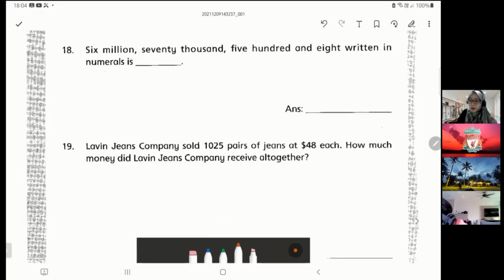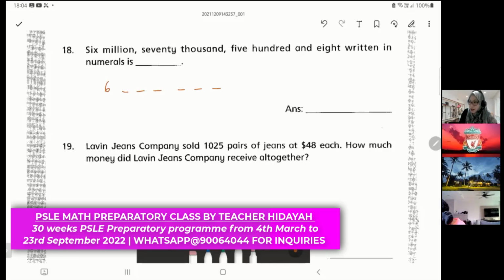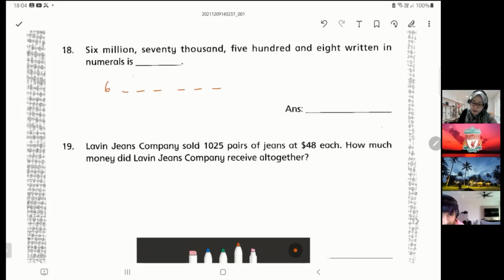6,070,508 written in numerals, in numbers. Okay, so 6 million, you know that I will have to have my 6, then million means there will be 6 zeros, right? 1, 2, 3, 4, 5, 6, like that. Then we fill up: 70,508. The last number is 8. This one done. 70,000 means you look at the 10,000 place. If you do not know, label ones, tens, hundreds, thousands, 10,000, 100,000, then million.